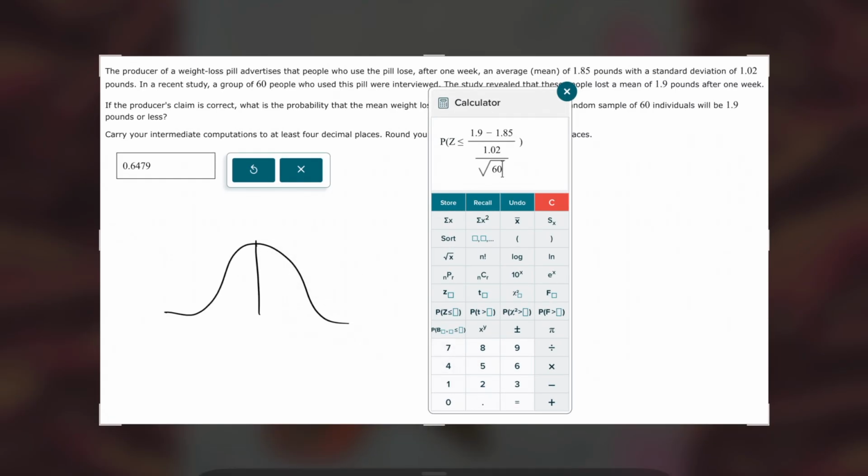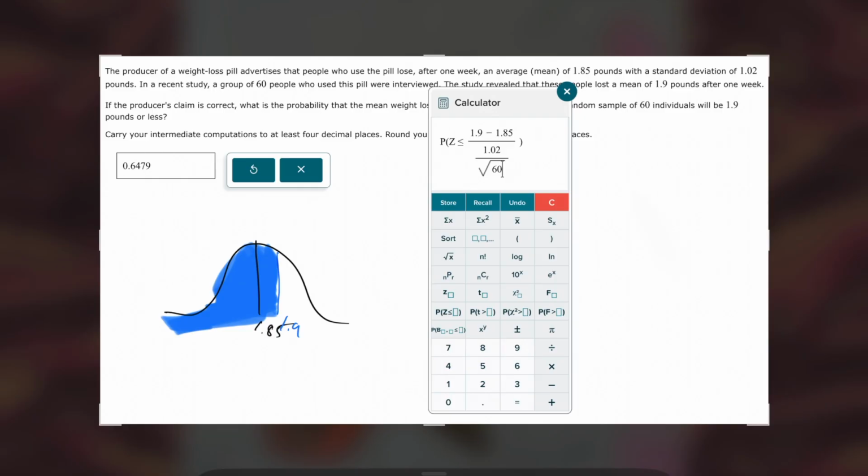My mean is 1.85. I am sampling 1.9. 1.9 would be on this side. That's why I do this. And I want less than. So that makes sense that would be about 60%, right? Because the black line is half. So that's 50. So it's going to be over 50%. Just nice to check that real quick.